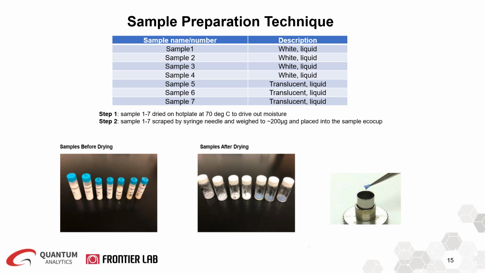First of all, I took the 7 samples and placed them on a hot plate at 70 degrees Celsius to dry out the moisture. Pictures below show the samples before and after drying. After that, I used a syringe needle to pick up a small amount of sample, about 200 micrograms, inserted it into the sample cup, and the analysis was then ready.